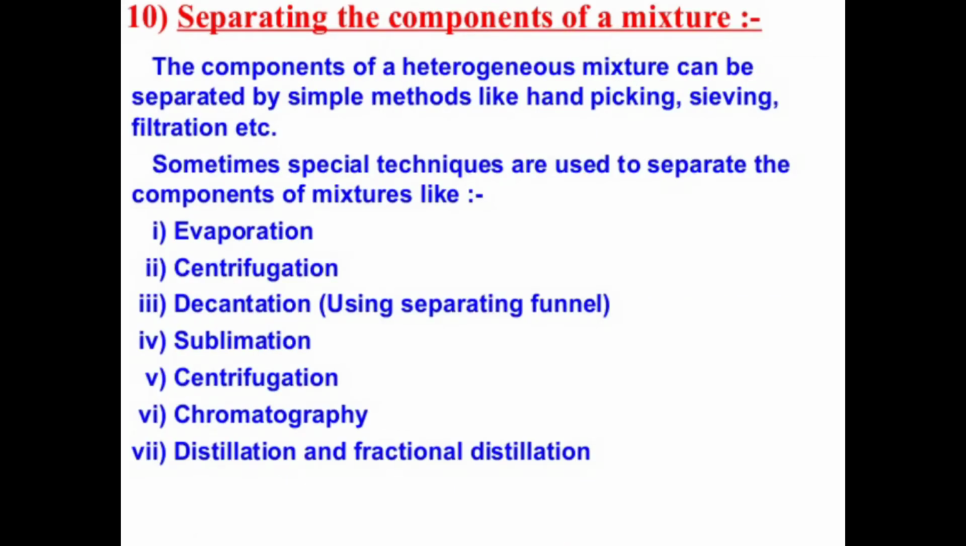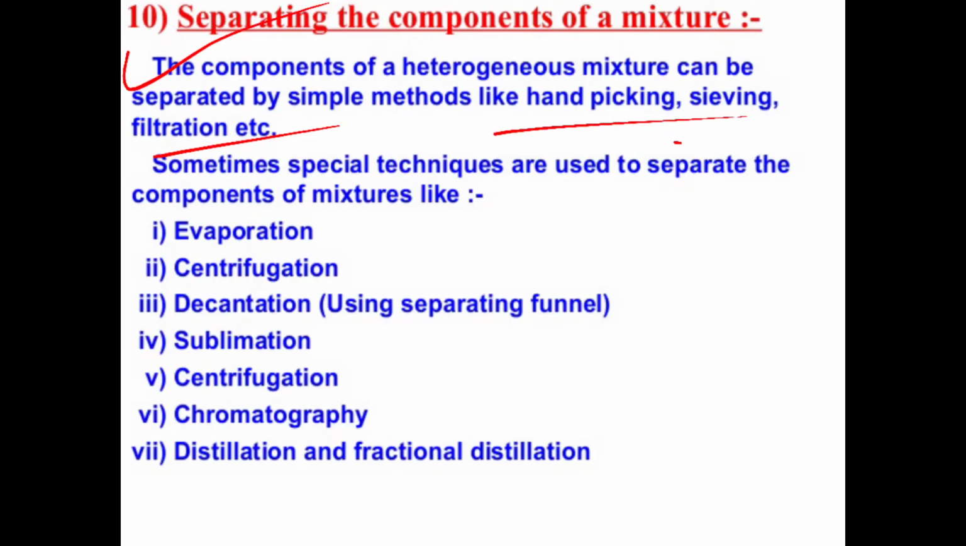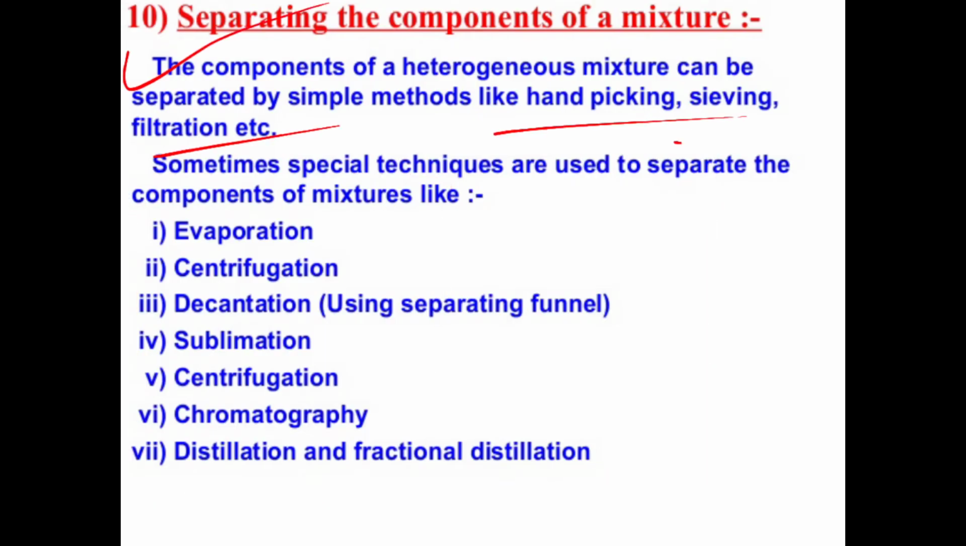Now, separating the components of a mixture. The components of a heterogeneous mixture can be separated by simple methods like hand picking, sieving, filtration, etc. But sometimes, how can we separate the different types of solutions into their categories? So these are the different processes which we will further study.